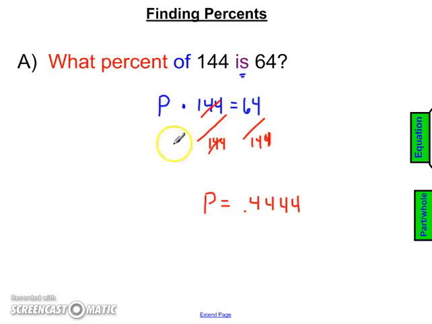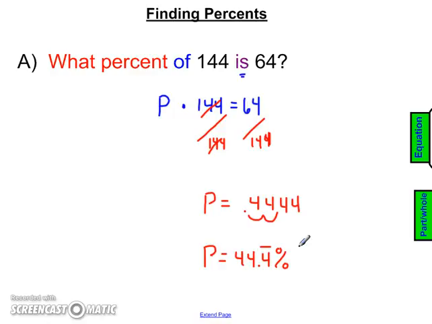Now we have to be careful here. This says what percent, so multiply by my 100. So move my decimal 2 places to the right. So my percentage in this case is 44.4, and that 4 will repeat. So 64 is approximately 44% of 144.